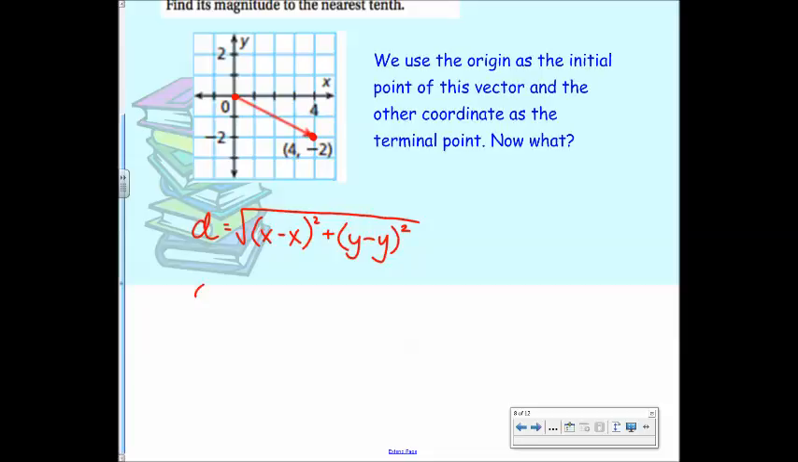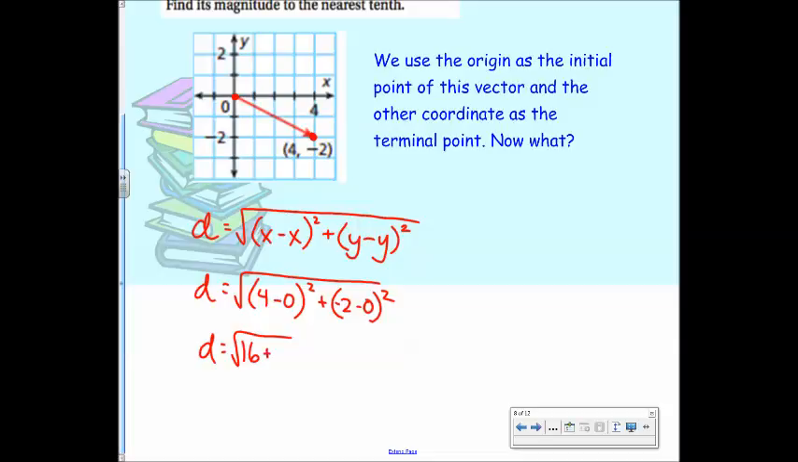What's 4 minus 0? 4. Squared. And what's 2 minus 0? 2. I'm sorry, hang on. -2 minus 0? -2 minus 0 is -2, squared is 4. All right, not -4. Negative squared is positive. So then that ends up giving you what? Square root of 20. And you can leave it like that, or you can simplify the radical, and it would be 2 root 5. Or you could write it as a decimal, and it would be somewhere between 4 and 5. 4.47. All right, so magnitude is just the length.